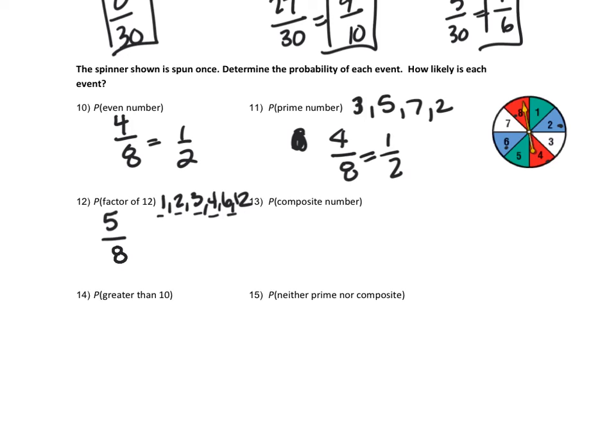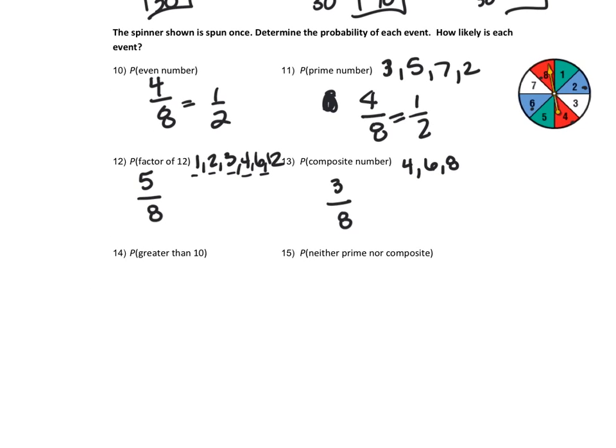What's composite mean? If prime is divisible by 1 and by itself, composite means other numbers can go into it. So if it's not prime, we would have 4 and 6 and 8. So 3 out of 8. Prime is the opposite of composite. And then greater than 10. Are any of them greater than 10? Nope.